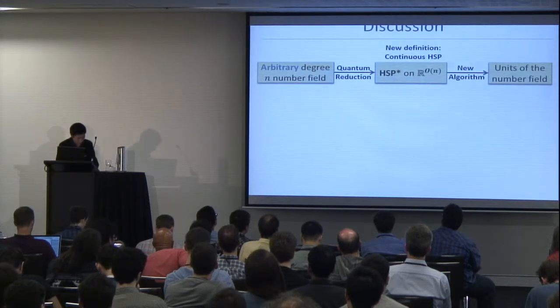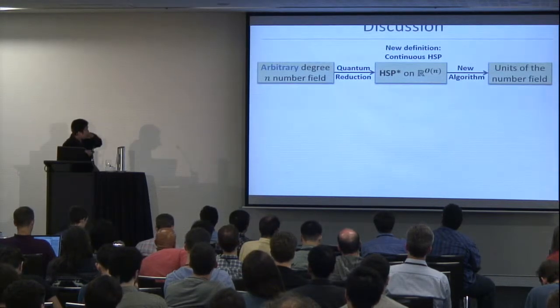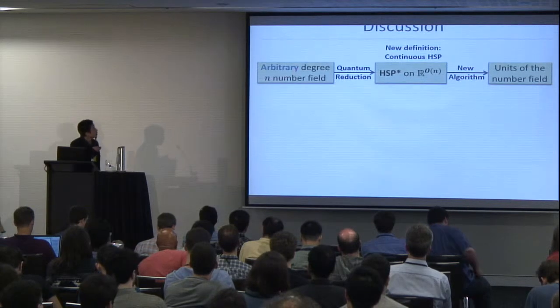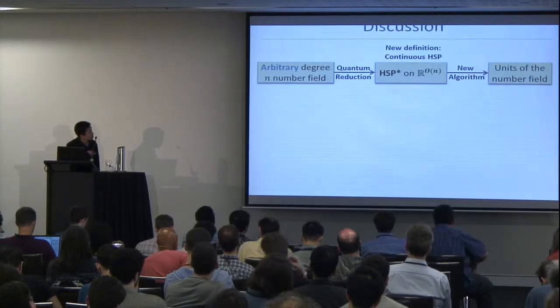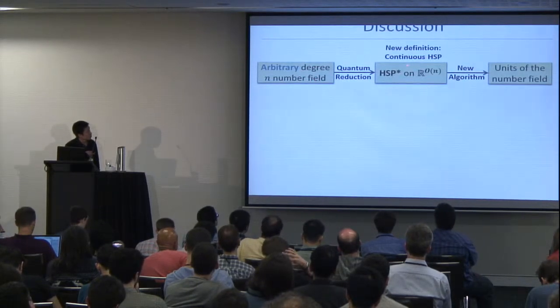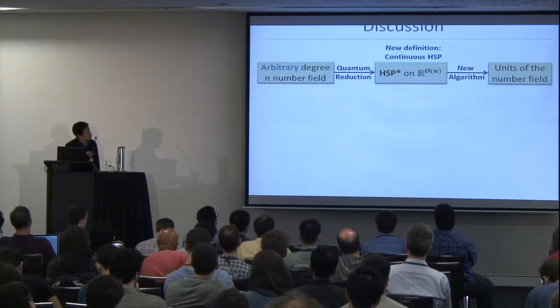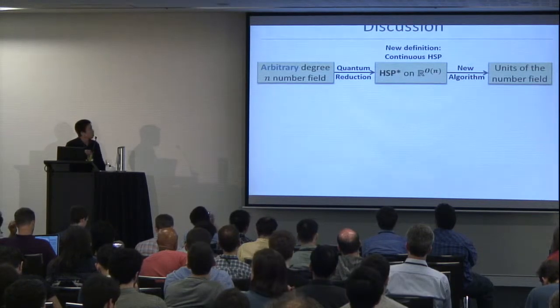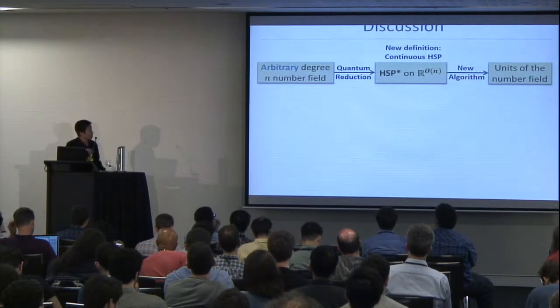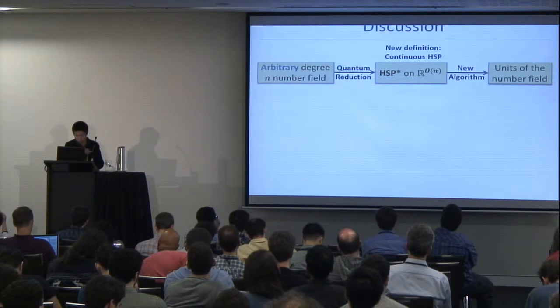Okay, let me wrap up. So we've seen a quantum reduction from the arbitrary degree unit finding problem to an HSP instance that satisfies our new definition, and we can also solve this HSP instance efficiently. So hopefully I managed to deliver the main ideas of the whole algorithm.